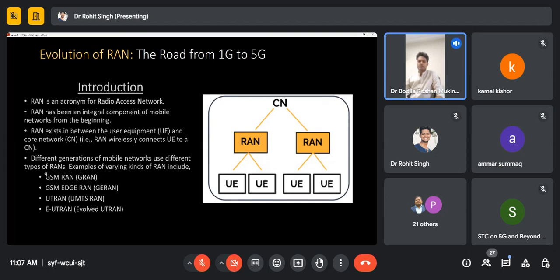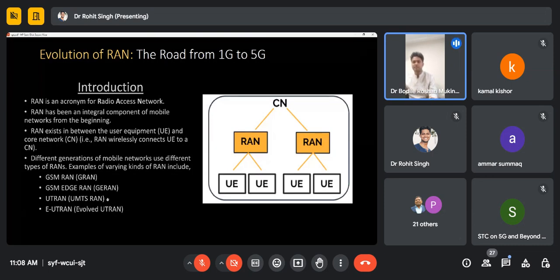The second generation RAN is known as GSM RAN because it is based on GSM architecture. Next generation, that is 2.5 generation, is based on GSM EDGE RAN, which stands for GERAN, for 2.5G communication and is based on EDGE, enhanced data rate for GSM evolution. Next we have universal terrestrial radio access network, that is based on third generation communication system.